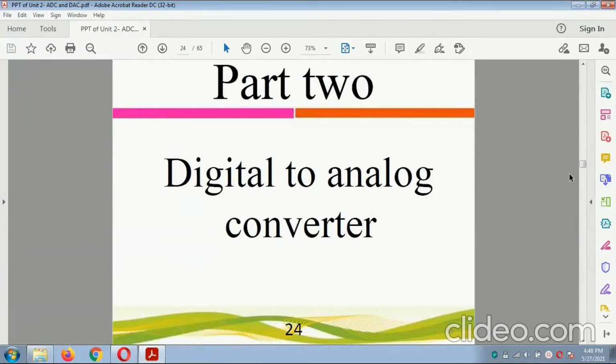Part 2 is the digital to analog converter, and this can be studied in your next class.